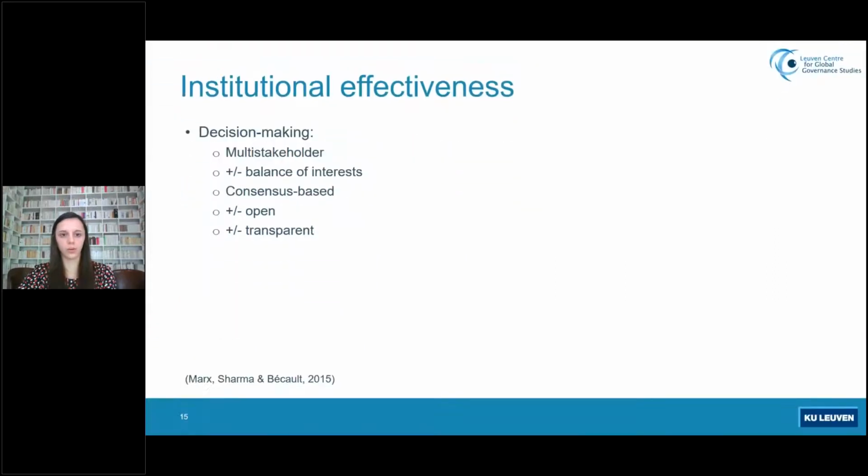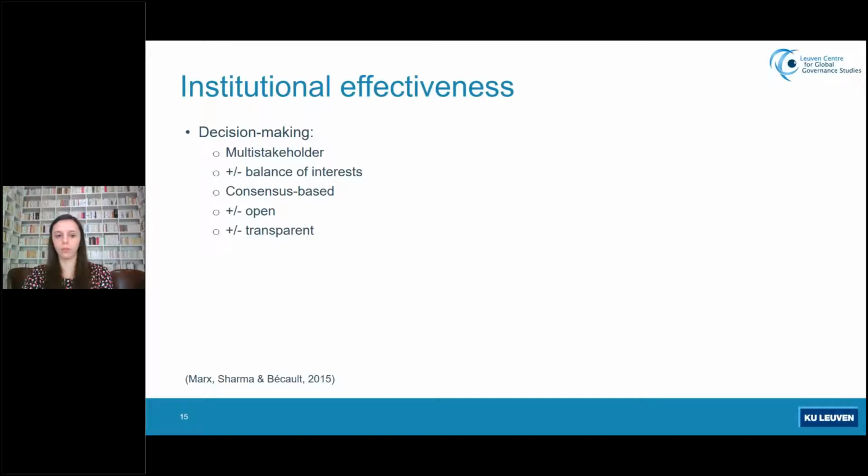All right, so back to institutional effectiveness of VSS. As we've seen, VSS are most often created by firms and NGOs together, but institutional design of VSS includes different aspects, and across VSS they can vary very much. A first aspect of institutional design of VSS is decision making, which is about how and by whom decisions are made. So VSS by nature are multi-stakeholder.